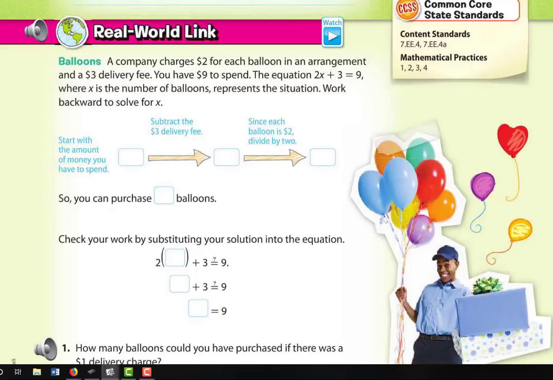Okay, so we're back. Start with the amount of money you have to spend. According to the problem, I have $9 to spend. Subtract the delivery fee. They're going to take that delivery fee out regardless. What's left? Oh, you know what? I put the wrong thing in there. I should subtract the delivery fee. So minus 3 would leave me $6. Since each balloon is $2, divide by 2. I would divide that by 2, and I can afford to buy 3 balloons.